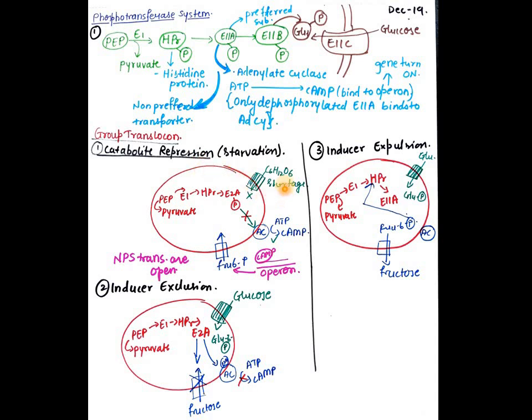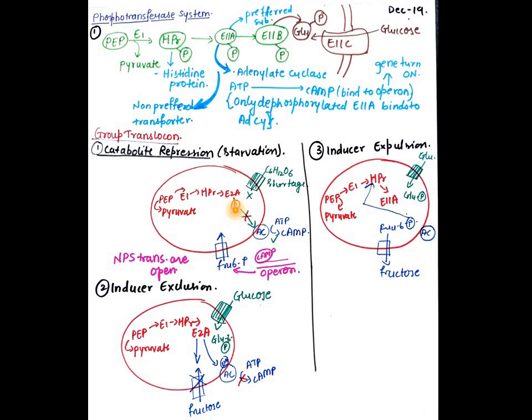In catabolite repression, your usual glucose is in lesser quantities in its surrounding, and this is your E. coli cell, and this is your normal cycle. This is your normal series of transfer of phosphate group. Now, what happens is, when glucose is not there in the environment, it cannot simply enter the cell. E2A retains the phosphate group.